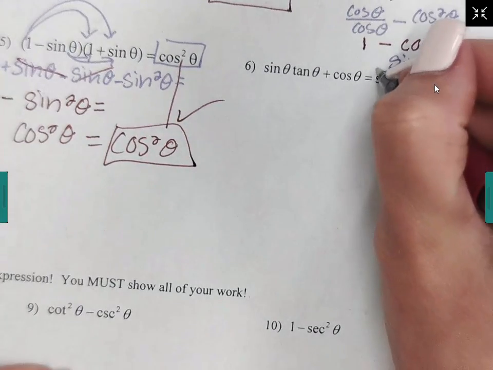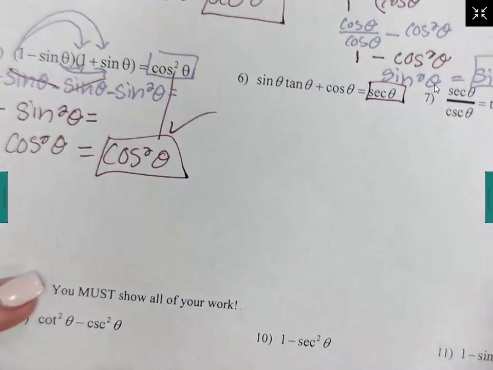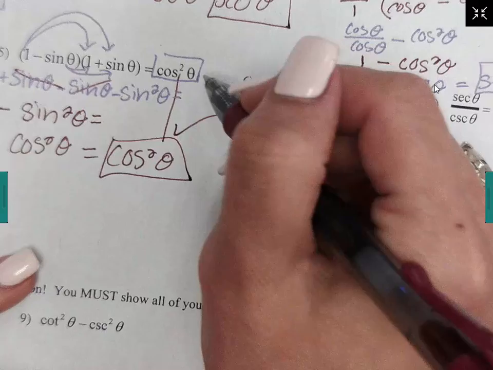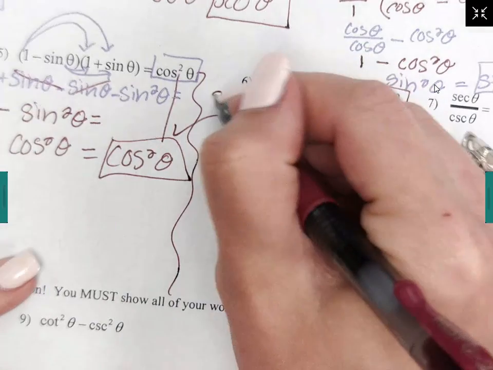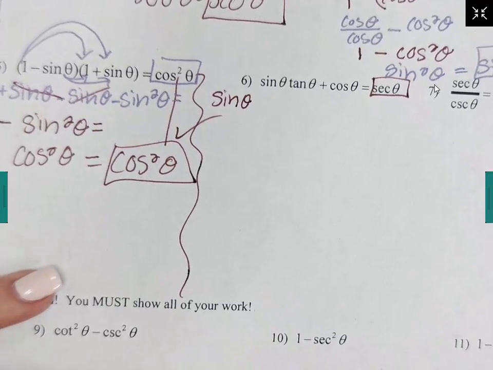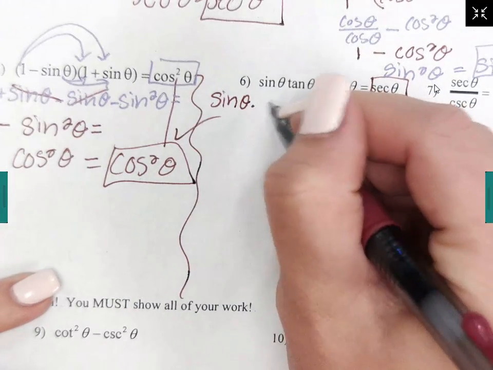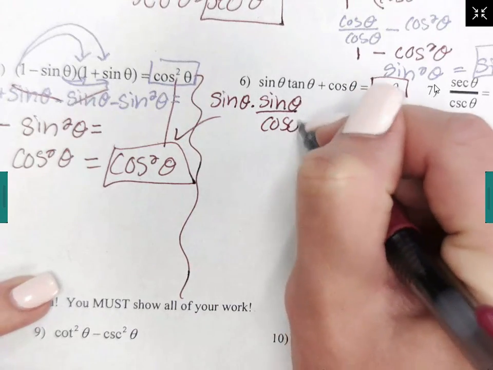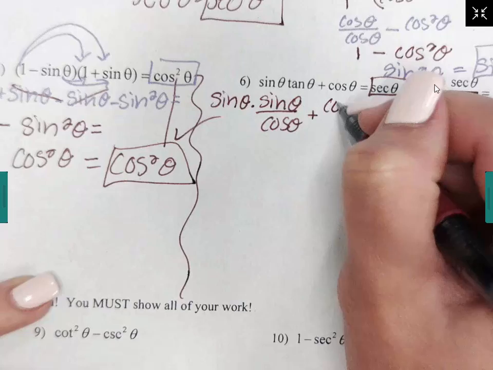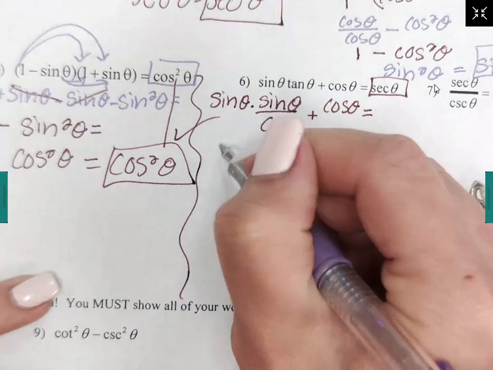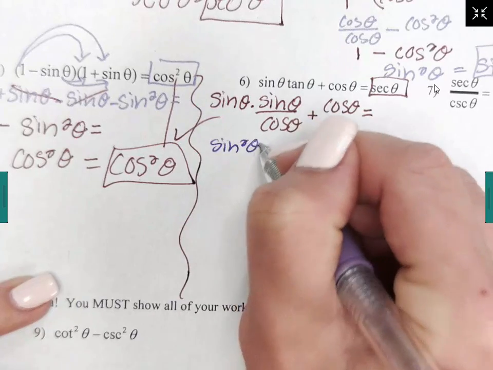We want the left side to be equal to the secant of theta. Remember, we're going to try to write things just in terms of sine and cosine, okay? So this will just be the sine of theta. And then how can we rewrite the tangent of theta? Sine of theta over the cosine of theta plus cosine of theta. And we know that the sine of theta times the sine of theta is just the sine squared of theta.